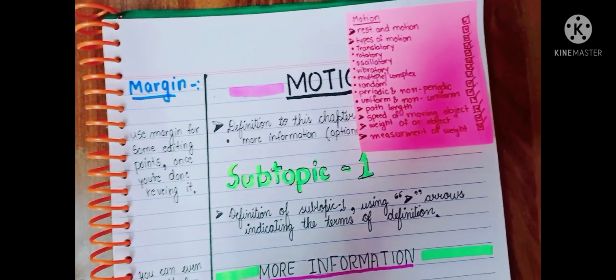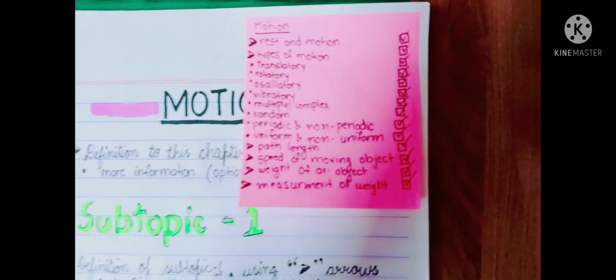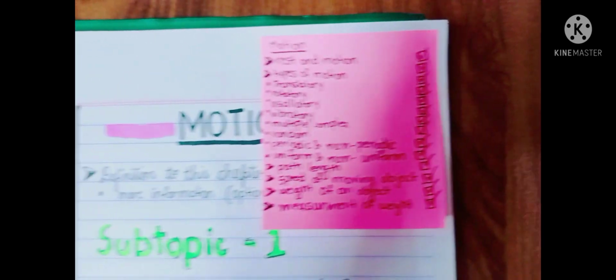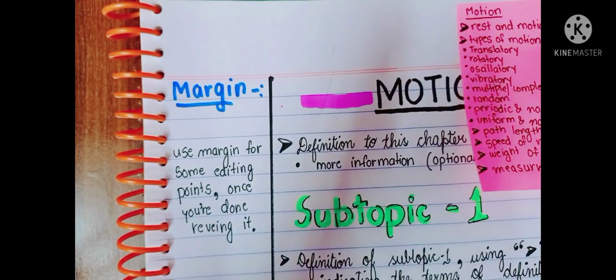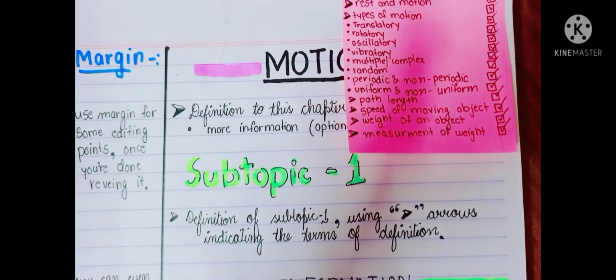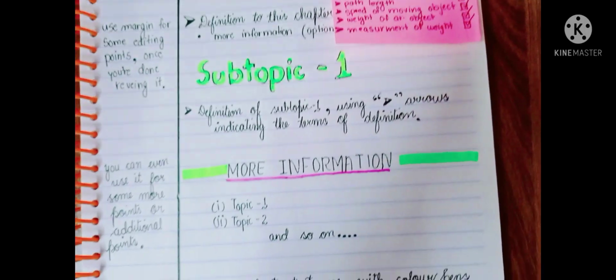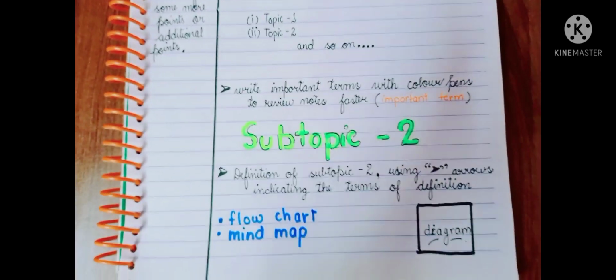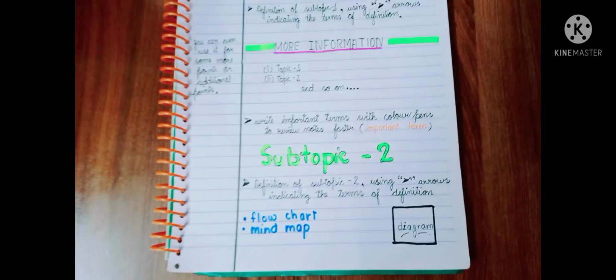Let me give the review of the video. This is how I take my notes. Here I make a checklist in which I write the content. Then after that I use the margin for some additional points. Then I use subtopics, color coordination and markers, highlighters, brush pens, colorful pens, flowcharts, mind maps and diagrams.